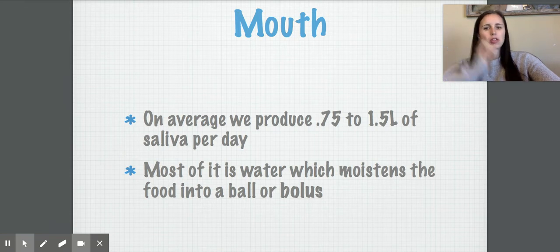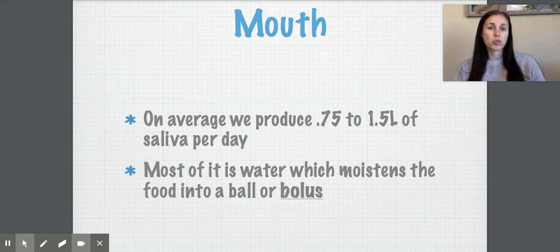Little fun facts about the mouth. On average, you produce 0.75 to 1.5 liters of saliva per day. So I'm going to gross you out a little bit. I want you to think about those liter pop bottles, and then I want you to think about 1.5 of those. You fill each of those with spit every day. Kind of gross, but that's how important saliva is with digestion.